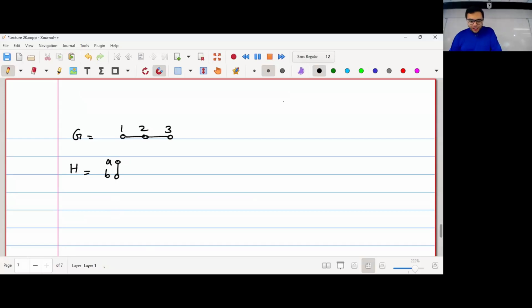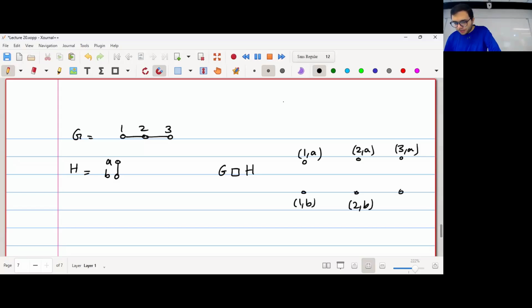Okay. If I look at G box H, it's going to have a vertex for every pair of vertices from G and H. So it's going to have a vertex 1A, vertex 1B, 2A, 3A, 2B, 3B. Okay.